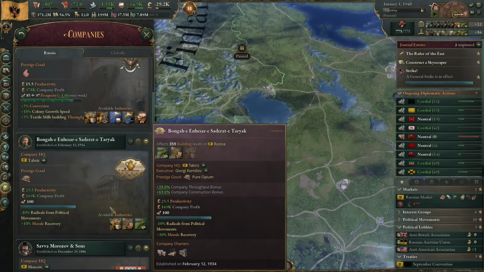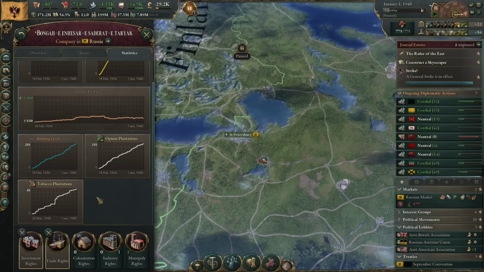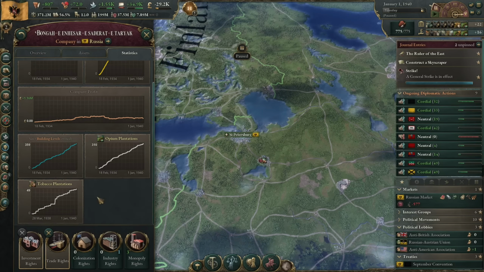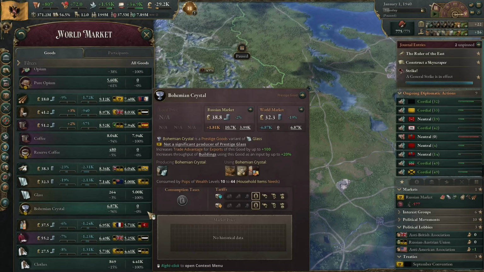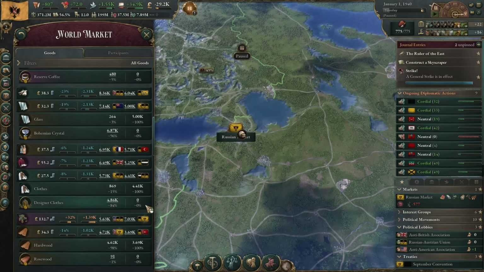Oh, the opium company was established in 1934, 6 years ago? And it owns 359 buildings? Well, that looks promising. We also have some Bohemian crystal from Austria dominating the world market regarding glass.